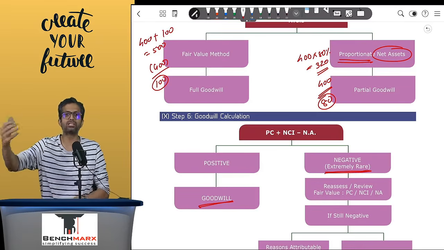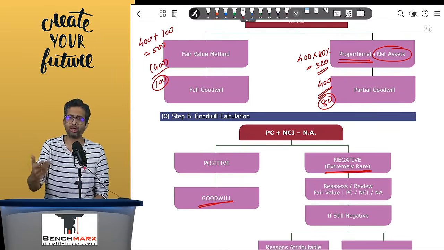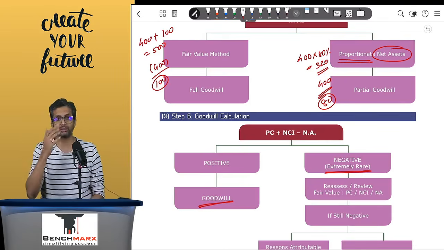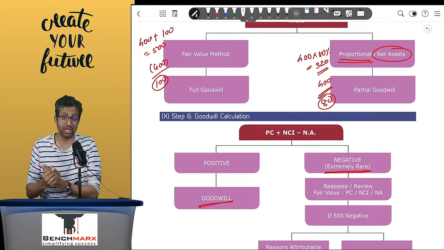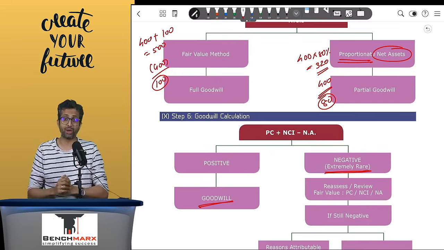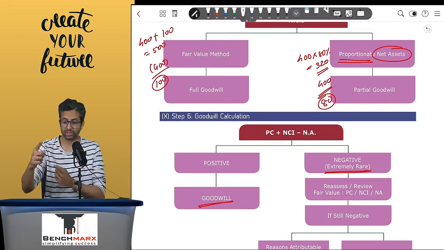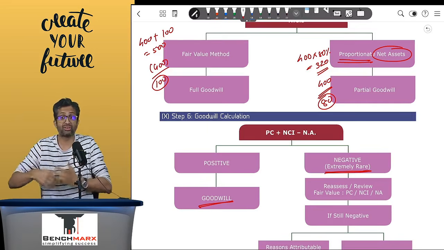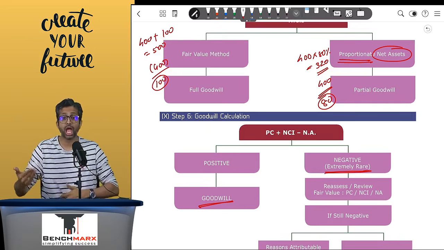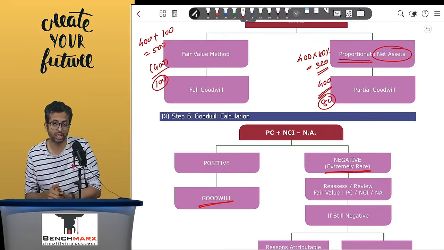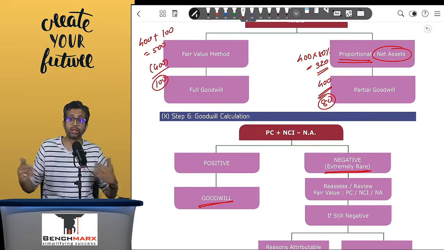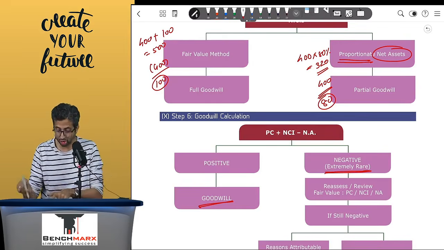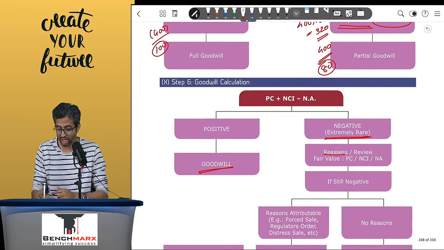It can do a piecemeal dissolution and still get the net assets value. Why would the company do that? So the standard believes that there would be some inherent possible error, and hence you are getting a negative balance. It requires you to reassess everything, the PC, the NCI, the net assets. It requires you to reassess the fair value, and if the difference still comes out to be negative, well, it says we'll have to accept it. But otherwise, it shows that you have to reassess for all of these values.